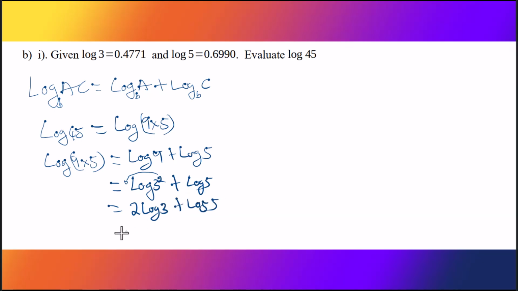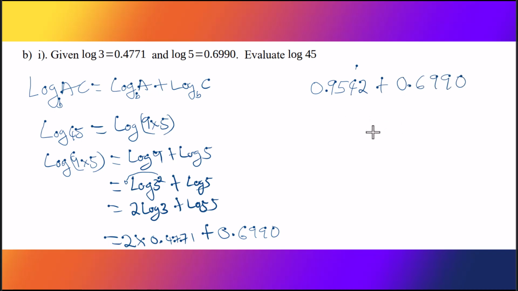We have already been given the values of log 3 and log 5. Log 3 is nothing but 0.4771, and log 5 is 0.6990. So when you multiply 2 times 0.4771, we get 0.9542, plus 0.6990. So we are going to add these two.